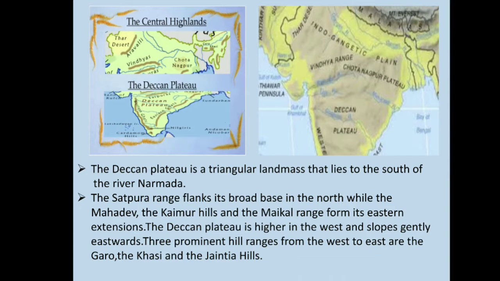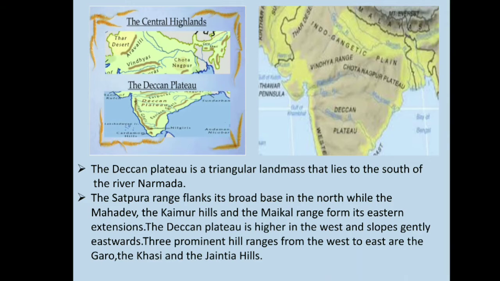Now we will discuss about the Deccan Plateau. We already mentioned that the two divisions of Peninsula Plateau include the Central Highlands and the Deccan Plateau. The Deccan Plateau is a triangular landmass that lies to the south of the river Narmada. The Satpura range flanks its broad base.